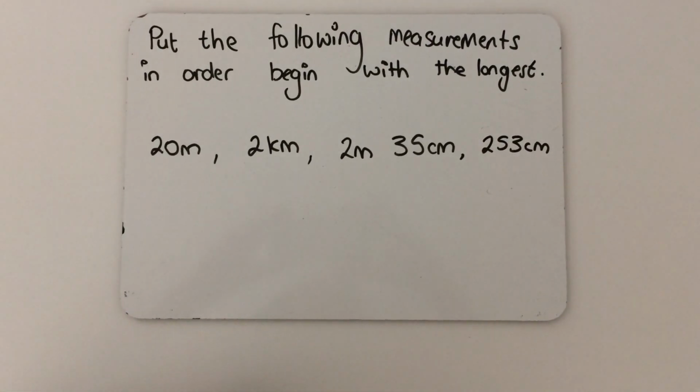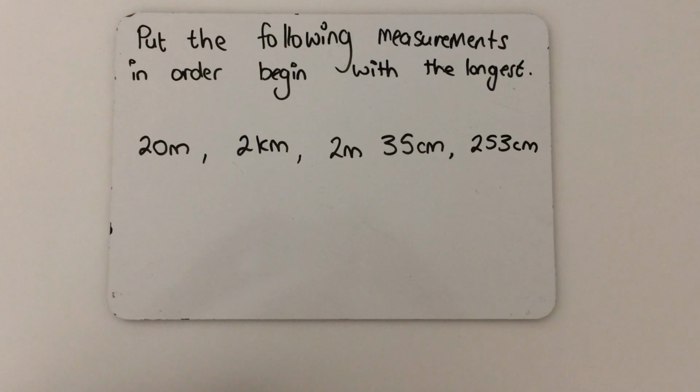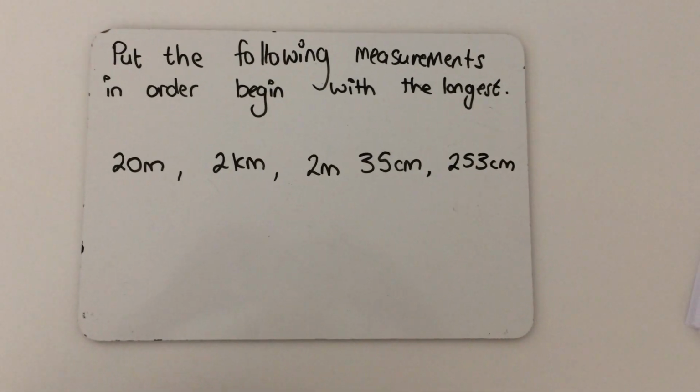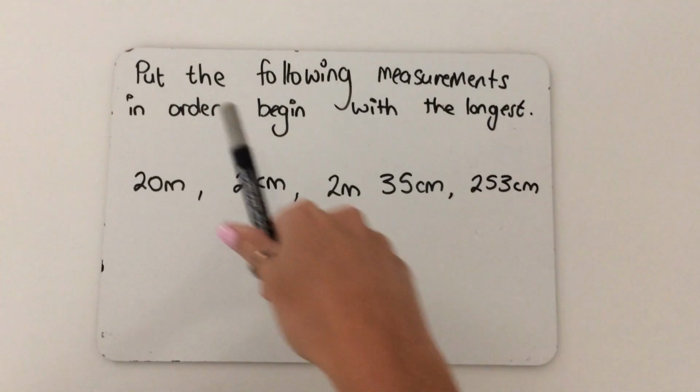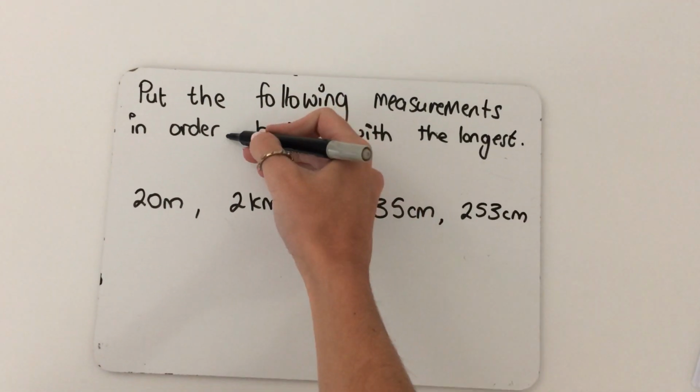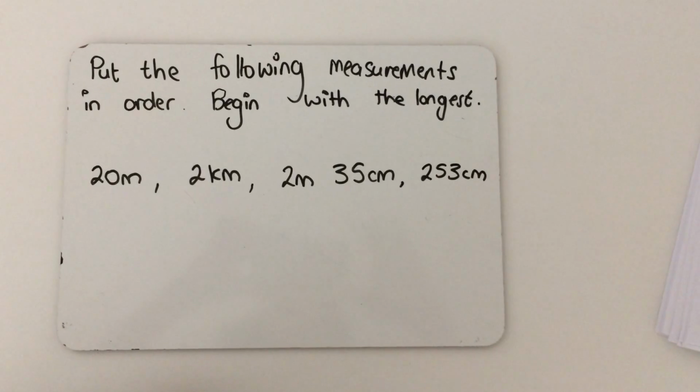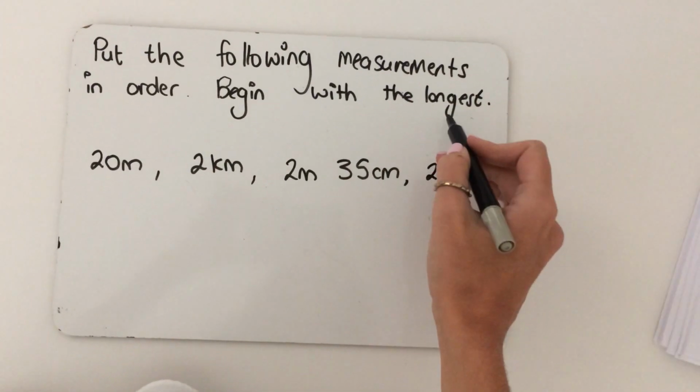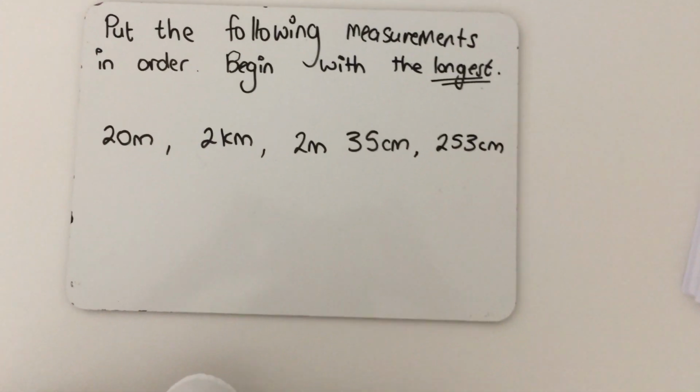We will now be looking at ordering different measurements. The question will usually be presented like this. Put the following measurements in order. Begin with the longest. That's important. We need to begin with the measurement that is the longest.